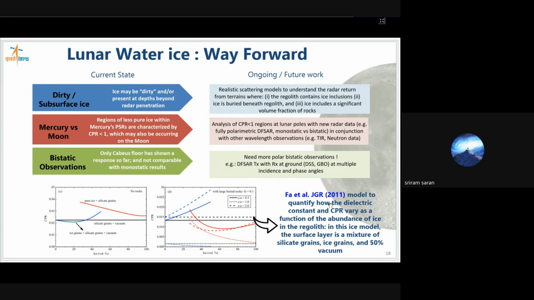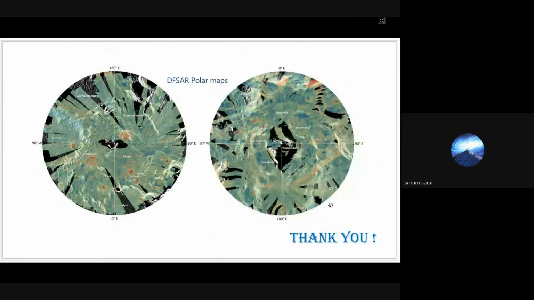If anyone listening to this is interested, I welcome discussions, as well as if you are interested to participate or collaborate, I welcome all of you. I will stop here and then take any questions. These are the beautiful polar maps we have generated so far using DFSR data on Chandrayaan 2.